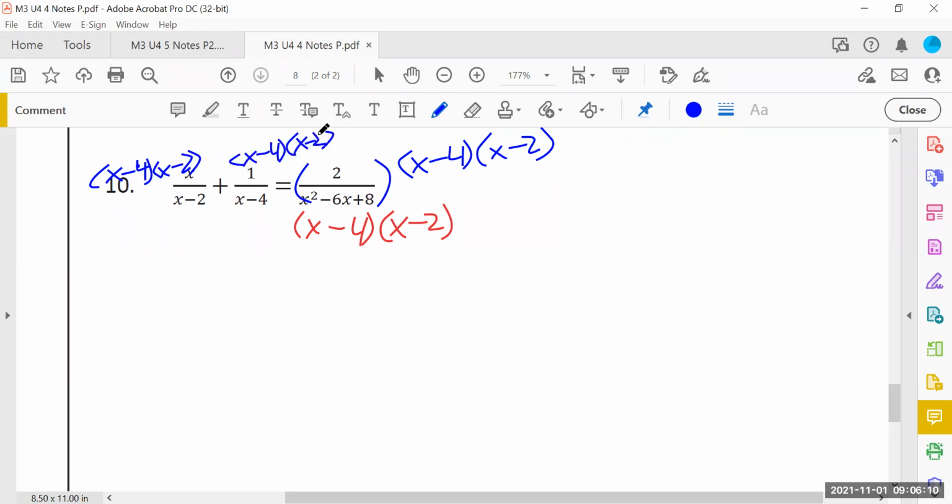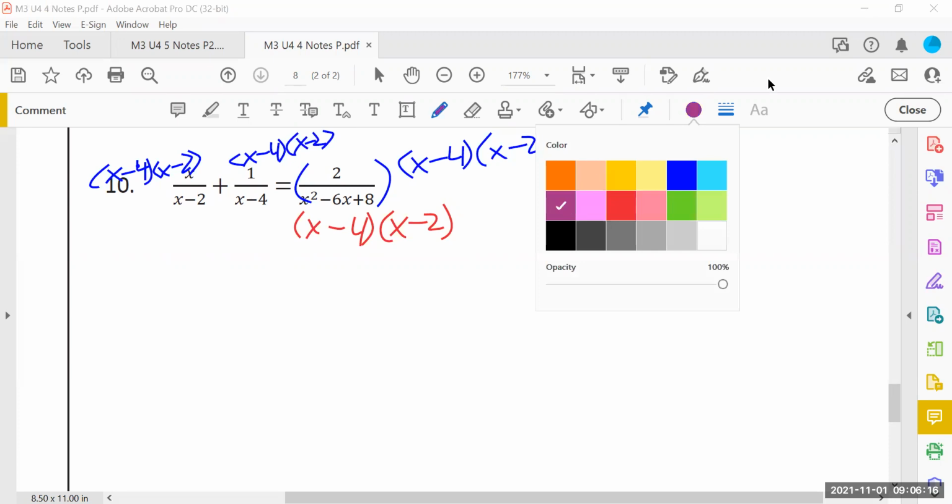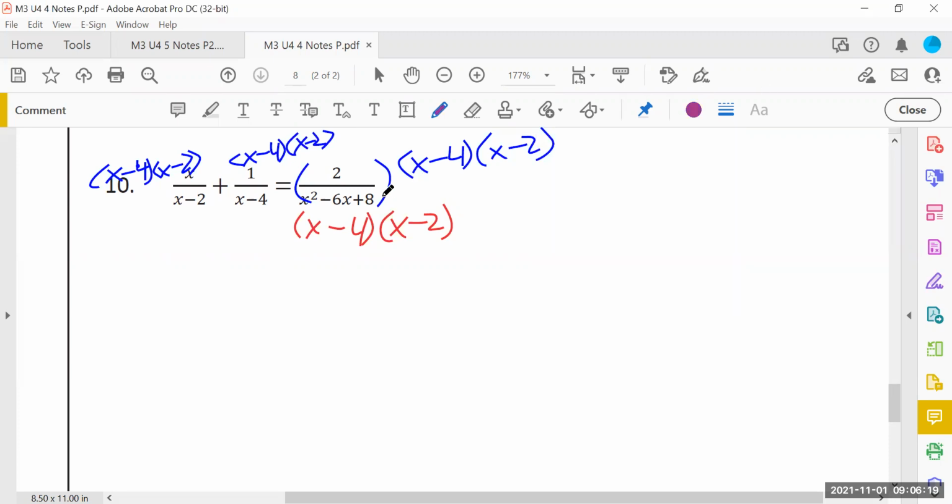So really, all three of my fractions get multiplied by x minus 4 times x minus 2. And then if I go through, all of my denominators should reduce. So on the right-hand side, it's nice and easy. X minus 4 over x minus 4 is 1. X minus 2 over x minus 2 is 1. On the left-hand side, only some of it's going to reduce. I've got the x minus 4 and the x minus 4 reducing to 1, and the x minus 2 here, x minus 2 here reducing.